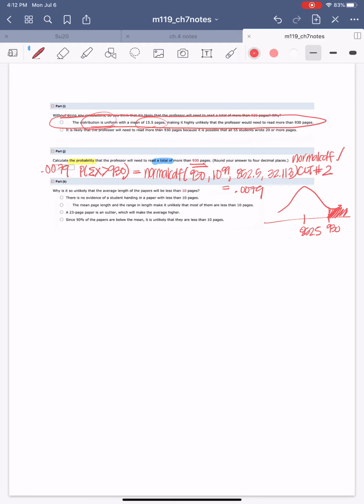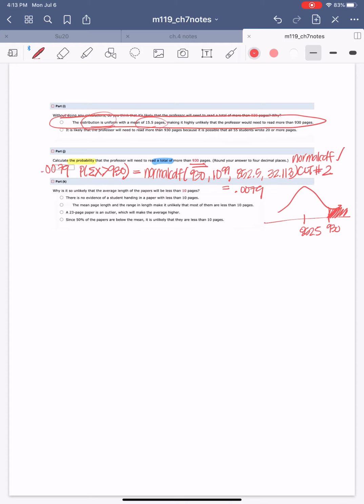Okay, why is it so unlikely that the average length of a paper will be less than 10 pages? Let's do the process of elimination. There's no evidence that a student handed in a paper with less than 10 pages. The mean page length and the range in length make it unlikely that most of them are less than 10. A 23-page paper is an outlier, which will make a higher average since 50% of the papers are below the mean. All right, I know that I can eliminate the third one for sure.